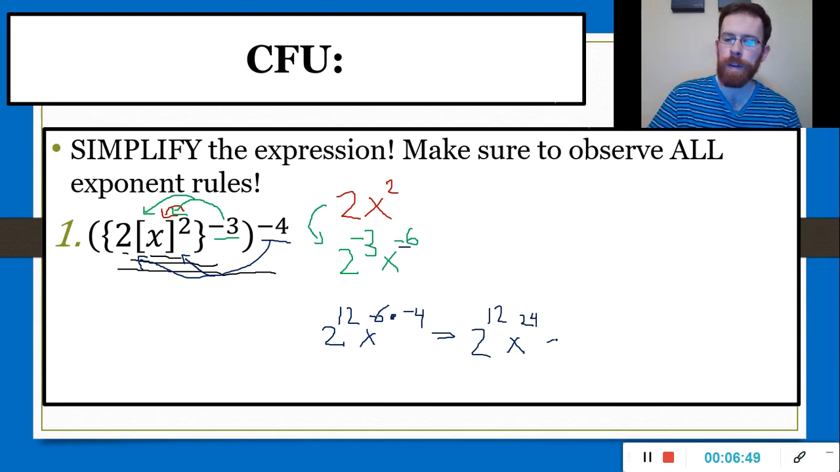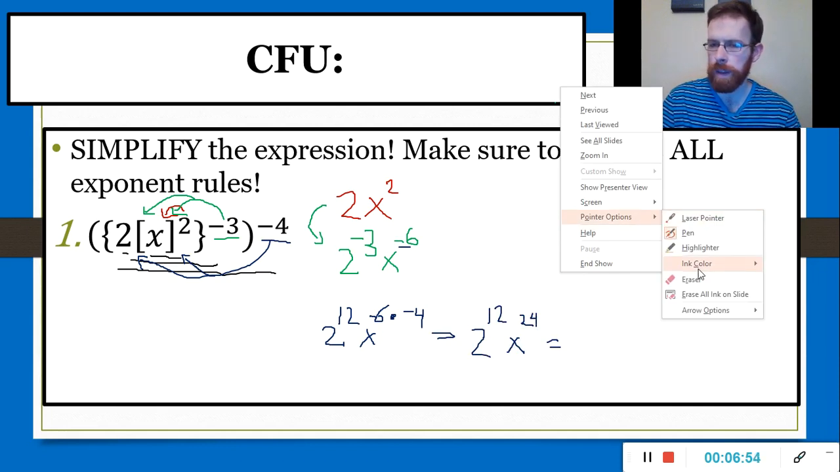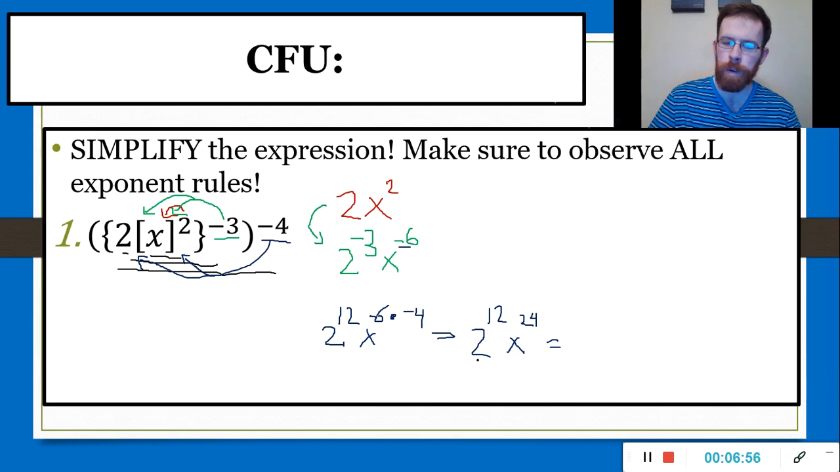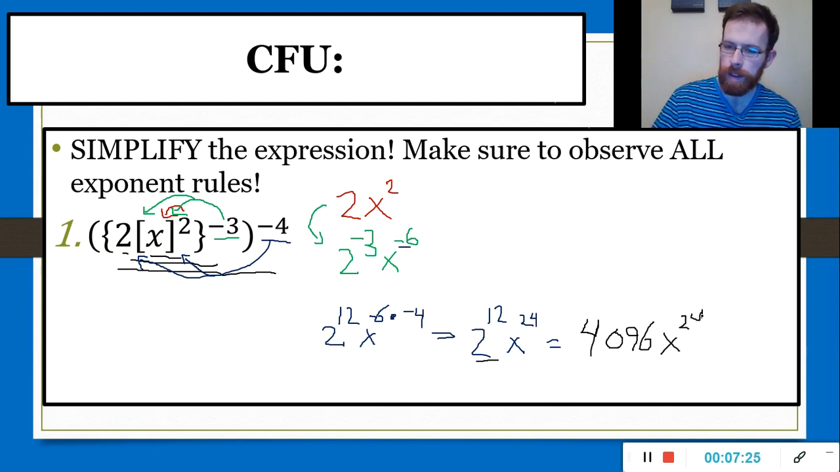Now, ladies and gentlemen, when you simplify this, please don't say that 2 to the 12th power is 24. That's not 2 to the 12th power. That's 2 times 12. Instead, you have to do 2 times 2 times 2 times 2 times 2 times 2 times 2 times 2 times 2 times 2 times 2 times 2. That's a lot of 2's. But if you did it all correct, it should be 4,096 x to the 24th, and that'll be your final answer.